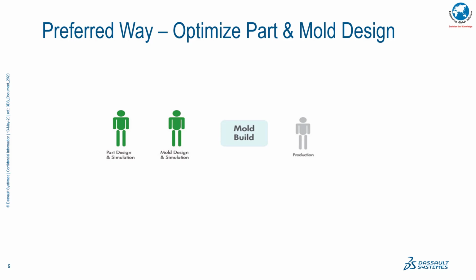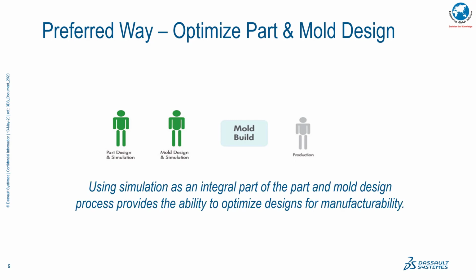Let's think about what if we have a simulation stage in the part design stage and the mold design stage itself. In the early design stage itself, we can avoid all those defects and produce the first component as a successful component. So it will be an optimized way of manufacturing a plastic part.